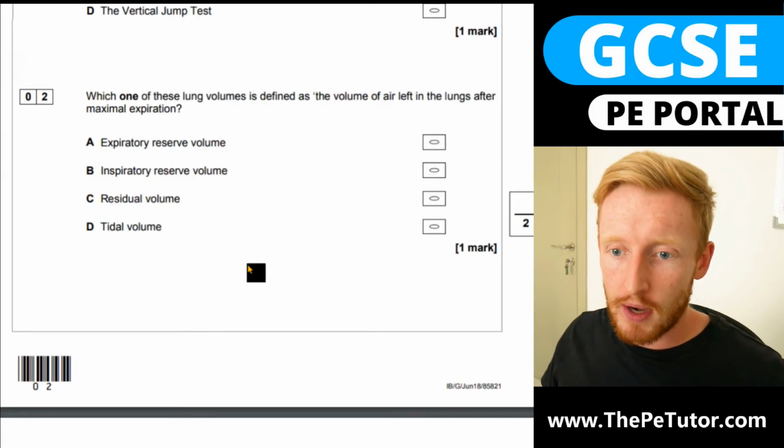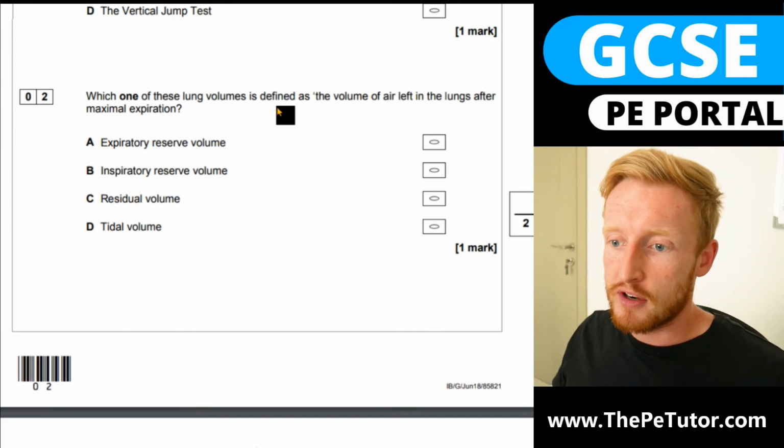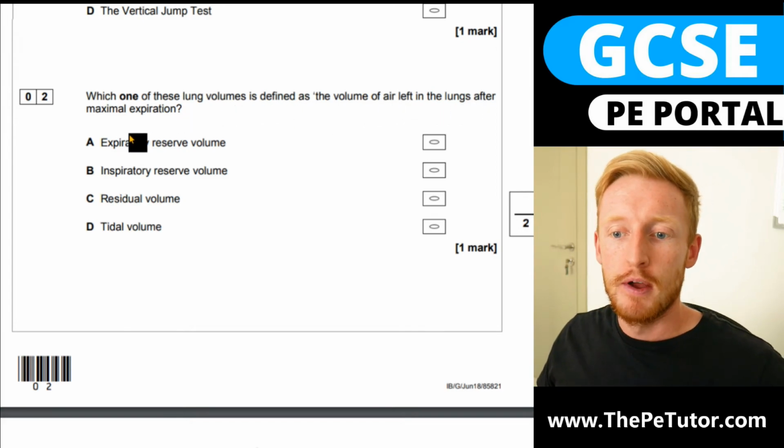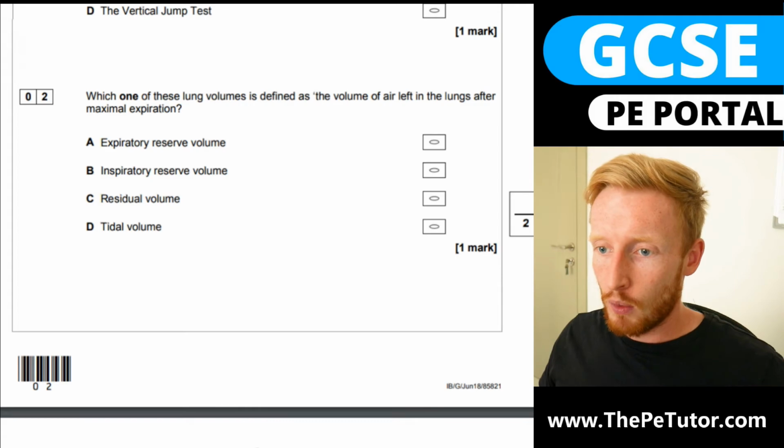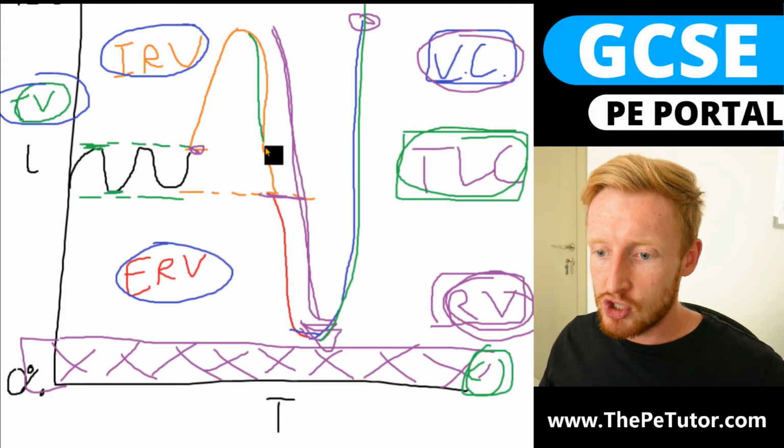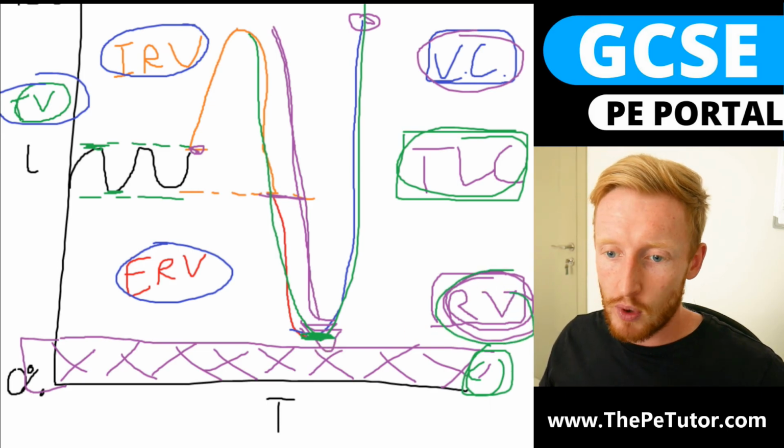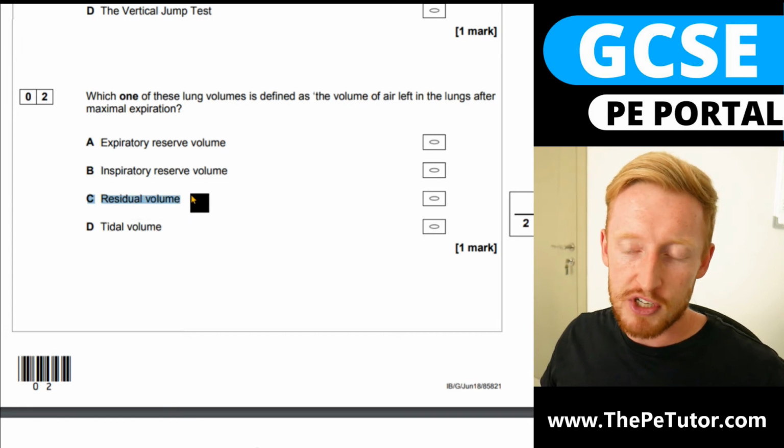So if we jump back to the question now, which one of these lung volumes is defined as the volume of air left in the lungs after maximal expiration? Well, following maximal exhalation, what volume of air is left inside? It's our RV. So the answer for this question would be C, our residual volume.